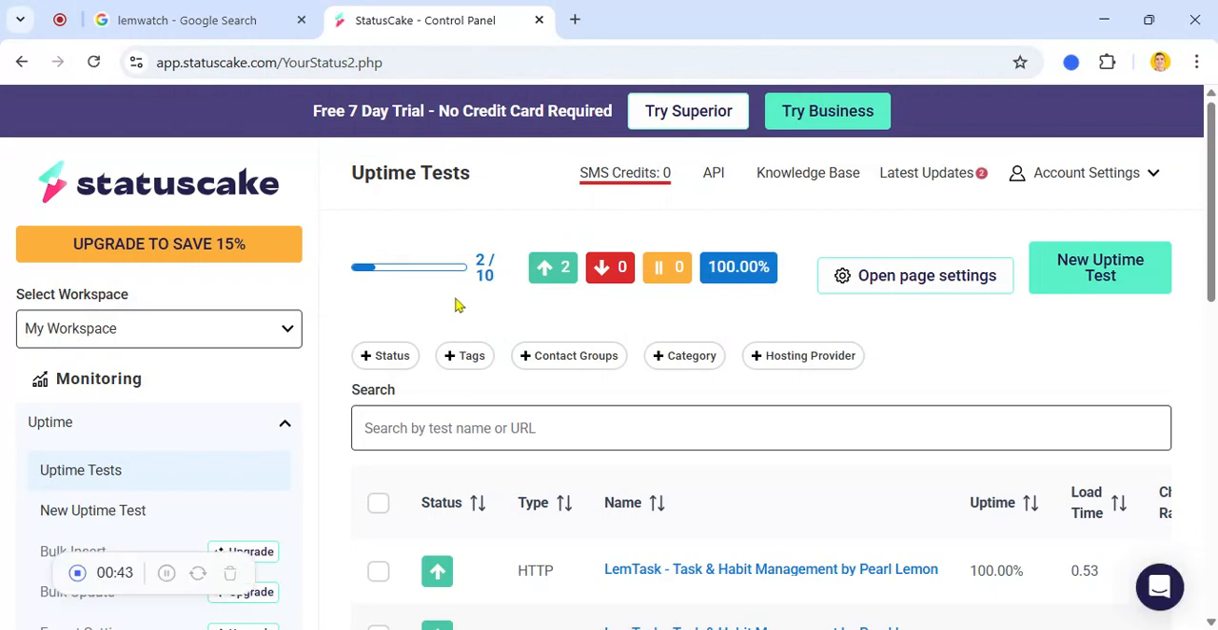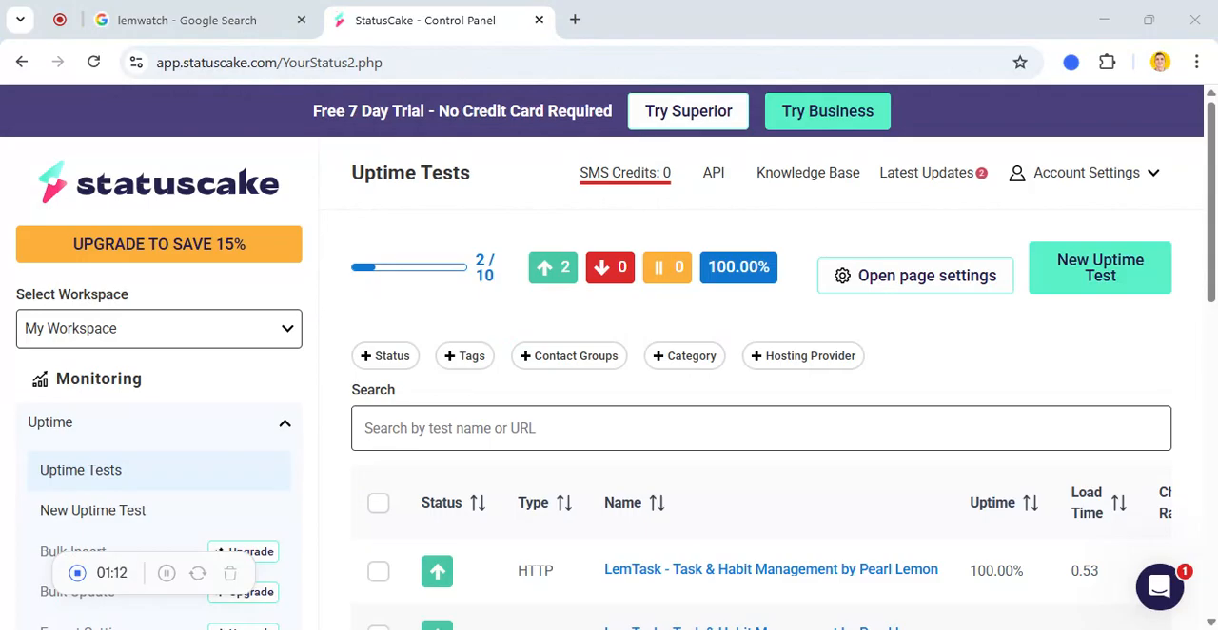StatusCake is a powerful monitoring tool. It can track uptime, performance, server health, and global availability. But like any monitoring platform, it's only as good as the way it's configured. Many teams install it, set basic alerts, and assume they're fully protected. And that's where problems start. Right, so let's look at the common mistakes.